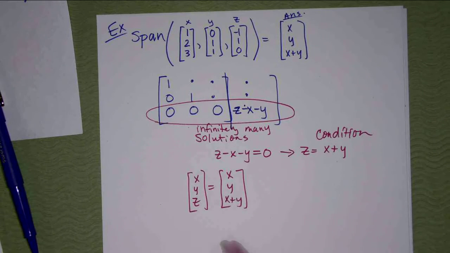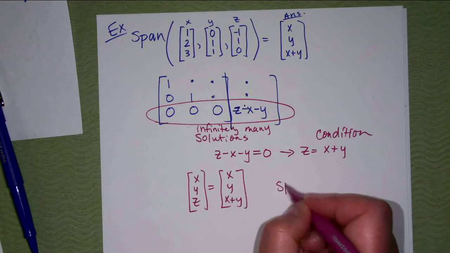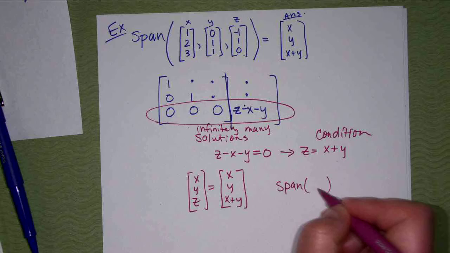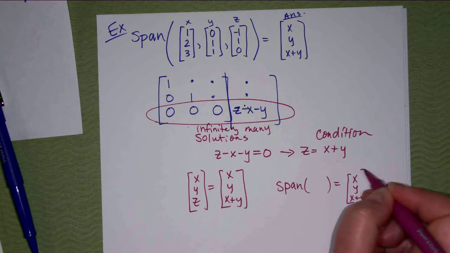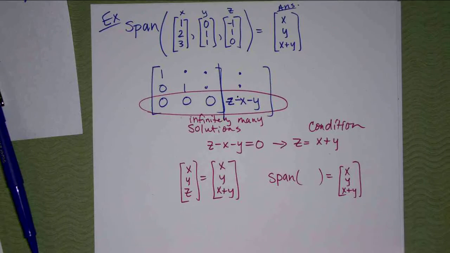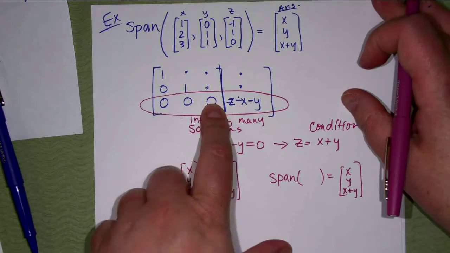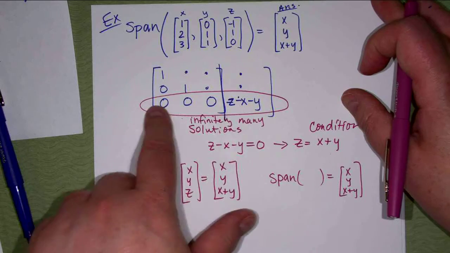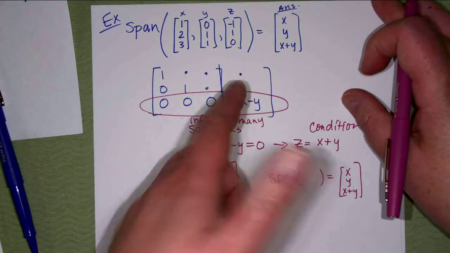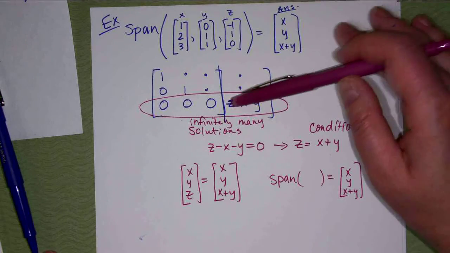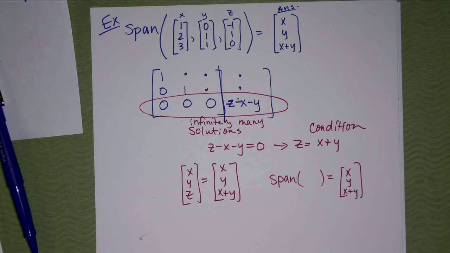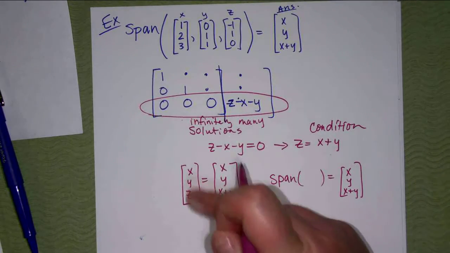So the span of those vectors is X, Y, X plus Y. So whatever you get at the bottom when you row reduce and you're looking for the span, whatever you get at the bottom is your condition. That has to be a whole row of zeros, so whatever's here will tell you what type of vectors. And you just solve for one of the letters and plug it into the original X, Y, Z.